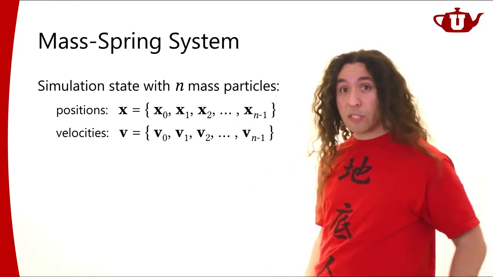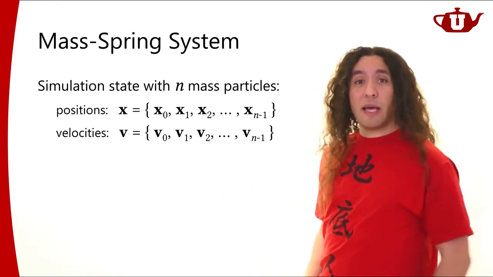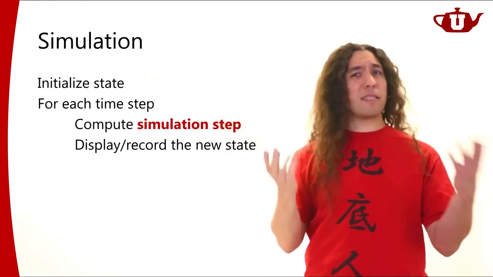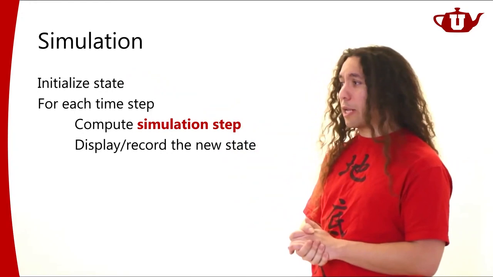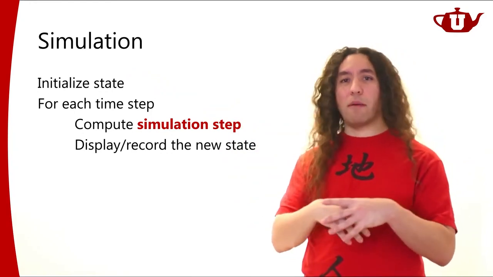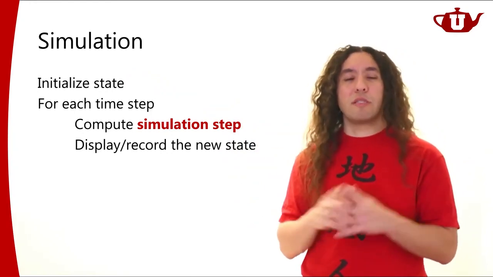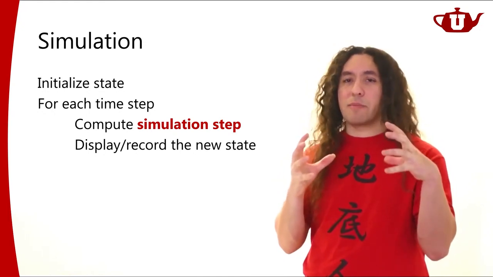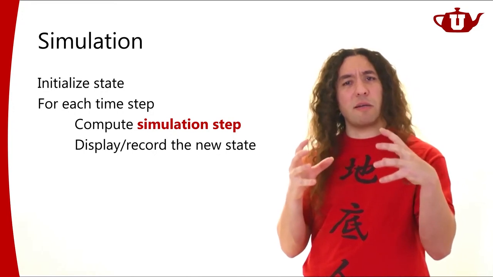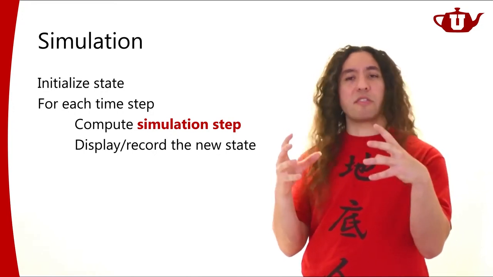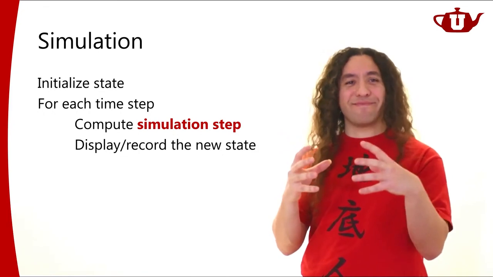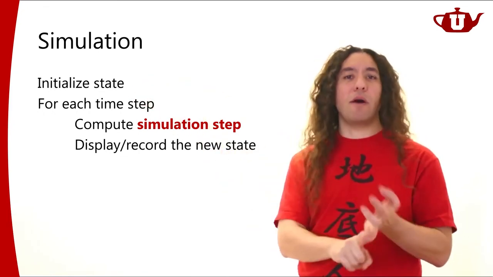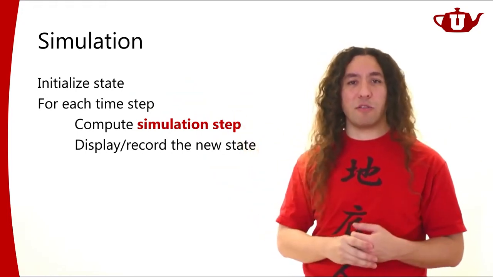A general simulation is going to start with some initialization. So first, we're going to initialize the simulation. How am I going to initialize the simulation? I'm given a bunch of particles as positions and velocities. And typically, I'm going to say, you know what? In the beginning of the simulation, there's no motion. All the velocities are zero, and particle positions are exactly what's given to me. That's basically simulation initialization.